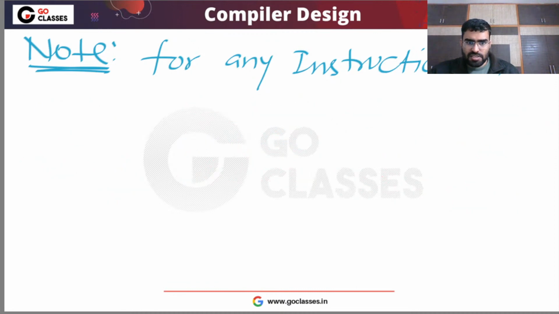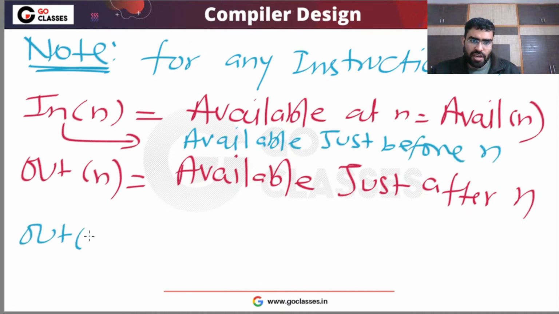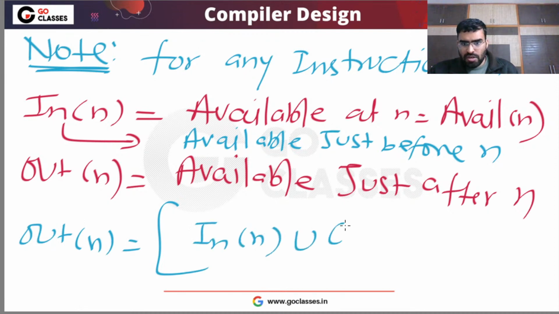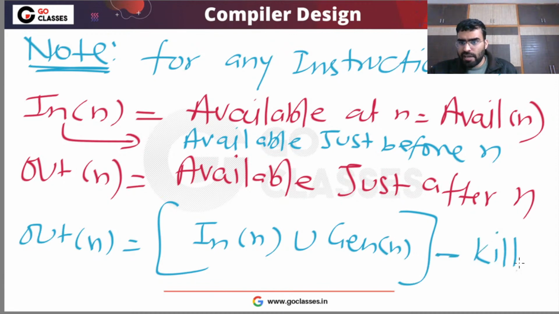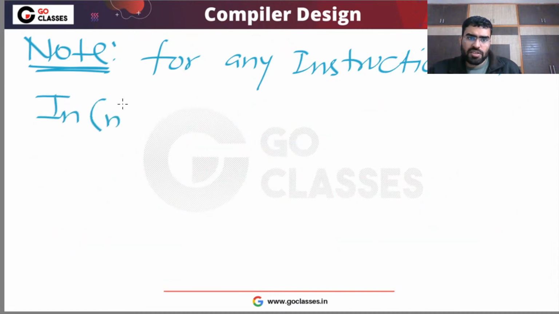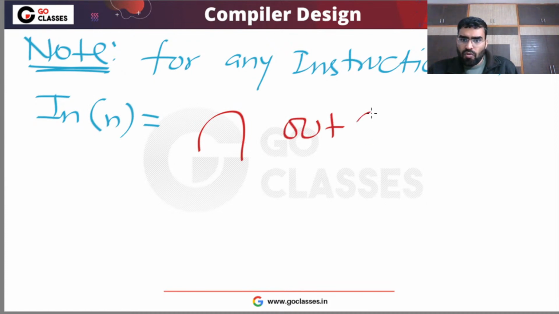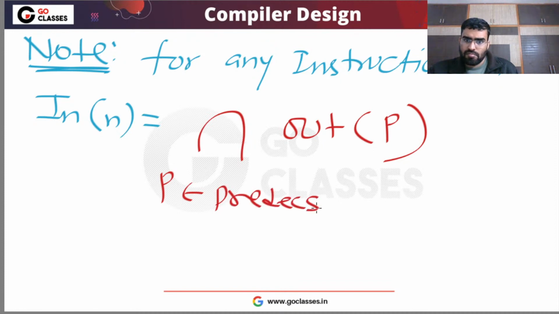Okay, and what are the equations? Out of n is very simple. That is in of n union what is generated by n, minus what is killed by n. This is your out of n equation. And the in of n equation is the intersection of out of all predecessors p, where p is a predecessor. So these are the equations. This is your whole available expression analysis.